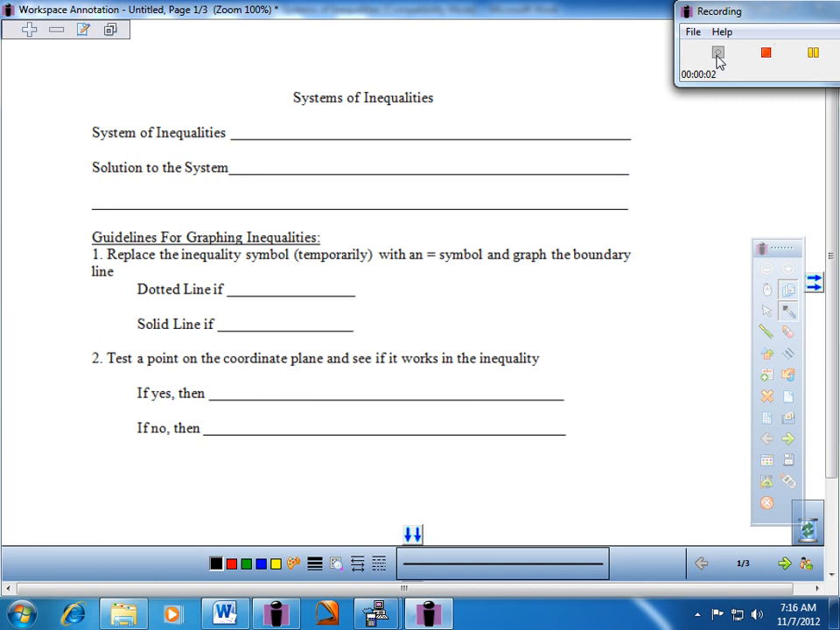Welcome everyone. The title of today's notes is Systems of Inequalities. And this represents really just a prerequisite for the following lesson where we will be looking at applications of these inequalities, what is actually called linear programming.